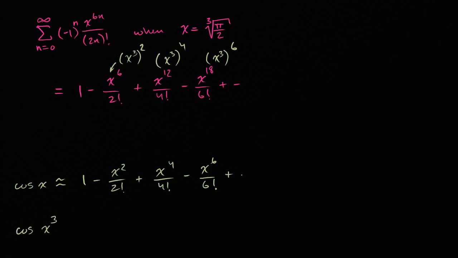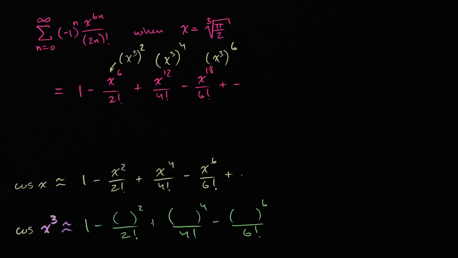So the cosine of x to the 3rd is going to be equal to, and once again, everywhere we see an x, we replace it with x to the 3rd. So it's 1 minus parentheses squared over 2 factorial plus parentheses to the 4th power over 4 factorial minus parentheses to the 6th power over 6 factorial.